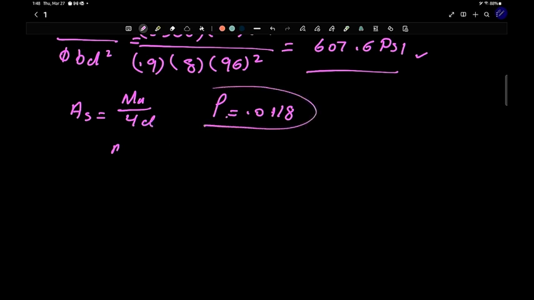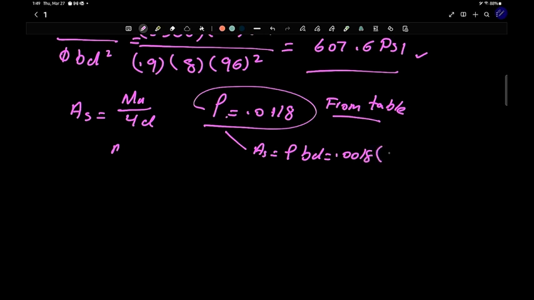So let's go this way first, from the table. You can go to a textbook and find that table. I don't think it's in ACI. If you know it's in ACI, let me know, please. So let's go this way: As is equal to rho times b d, 0.0118 times, that's 10 feet by 12, 8 times 96. And that will give us 9.06 inch squared.